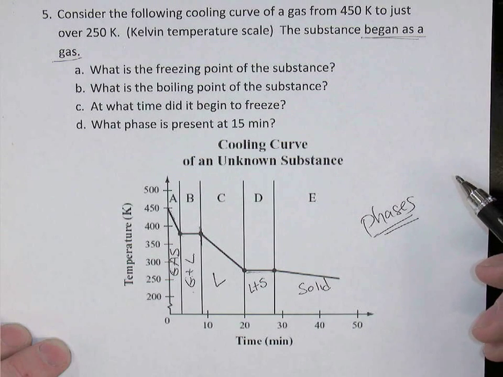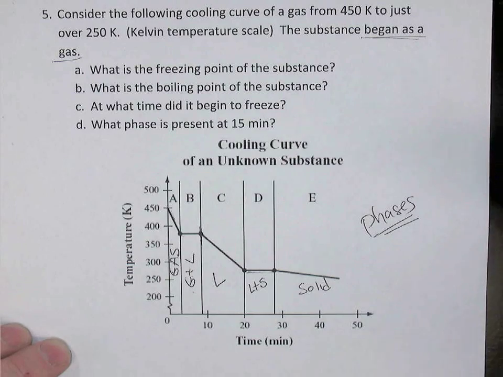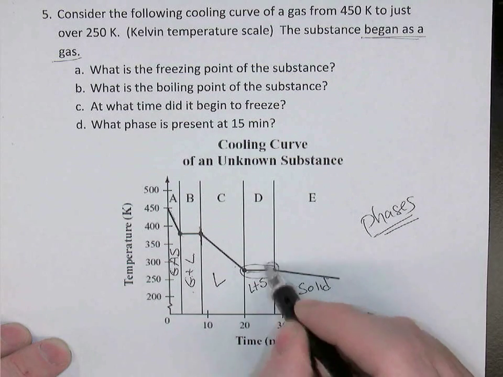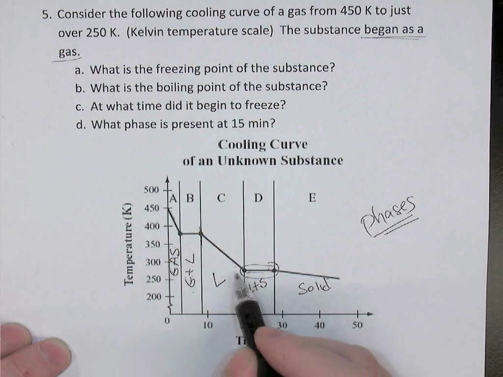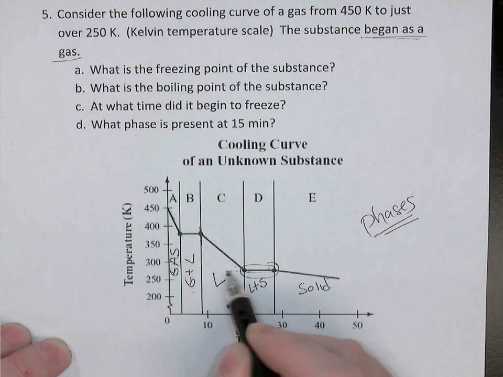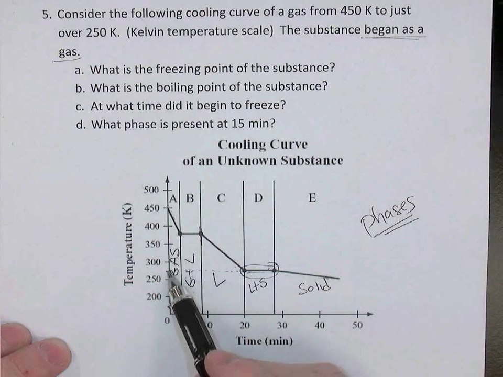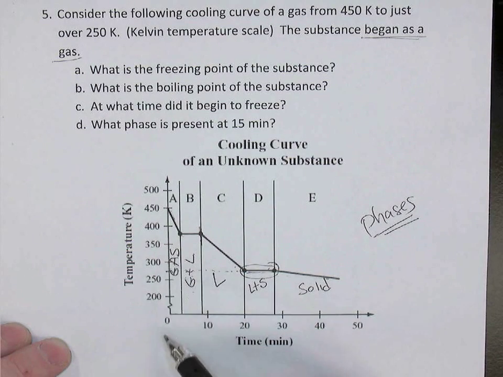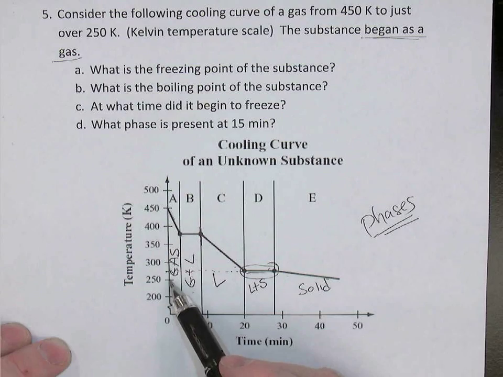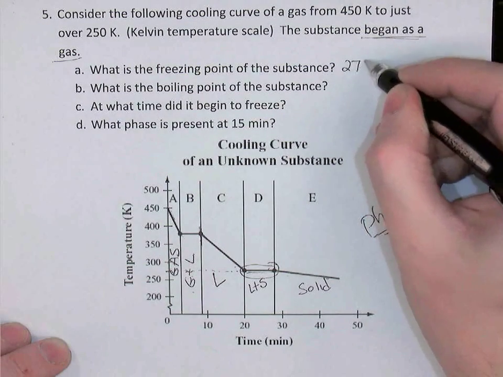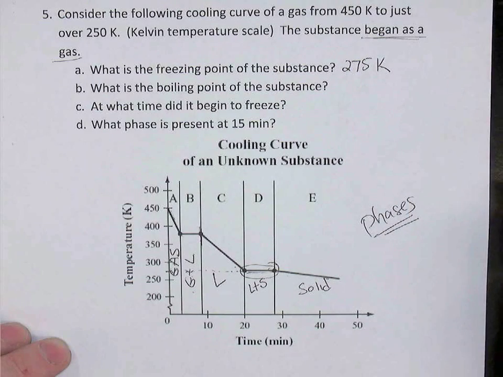So the first part, what is the freezing point of the substance? Well, that's where the liquid is turning into a solid. So here we had liquid, here we have solid. This is where liquid is turning to solid. So we just have to extend the plateau, extrapolate all the way over, and estimate what temperature that would be. It's between 250 and 300, and it looks to be approximately right in the middle. So I'm going to say that it's approximately 275 Kelvin.